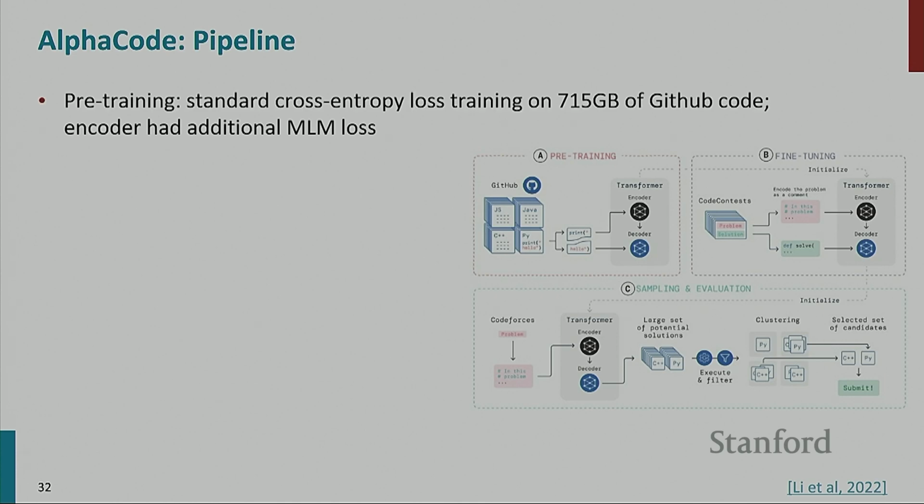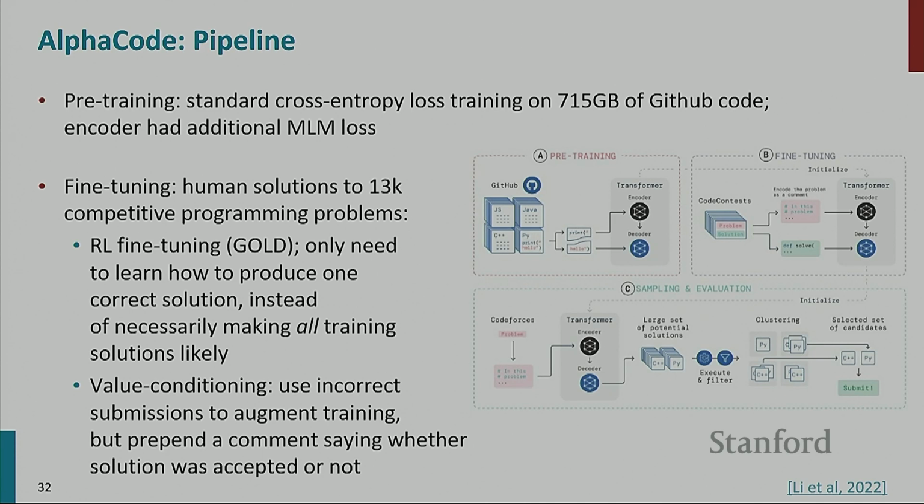So they pre-trained their transformer on, in this case, mostly code. I think from their description, it was just a dataset composed of GitHub code, where the encoder was additionally trained with masked language modeling loss. And they fine-tuned the model then on a much smaller dataset of human solutions to programming competition problems, which are much sparser than arbitrary GitHub code.